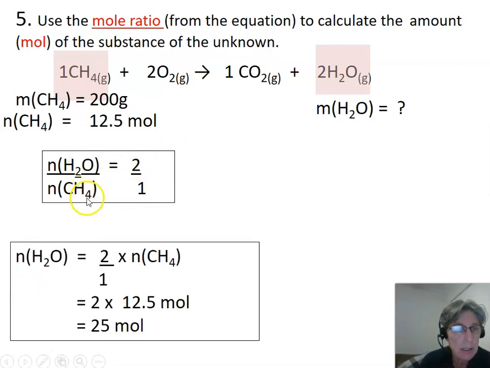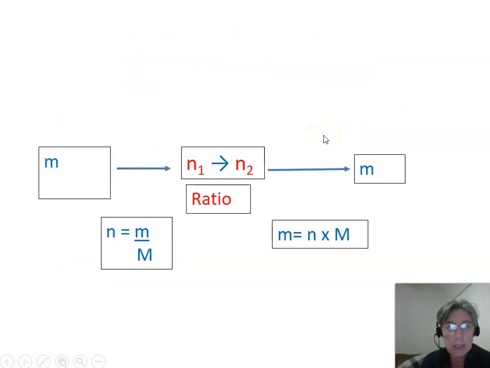So this is divided on this side. We take it over the other side and multiply it. So whatever that number is, however many moles I've got here, I would have to have twice that for water. So 2 lots of that, so 25. So you've got 12.5 moles here, 25 moles there. Okay, so we've now got the number of moles of water. So now we want to find the mass.